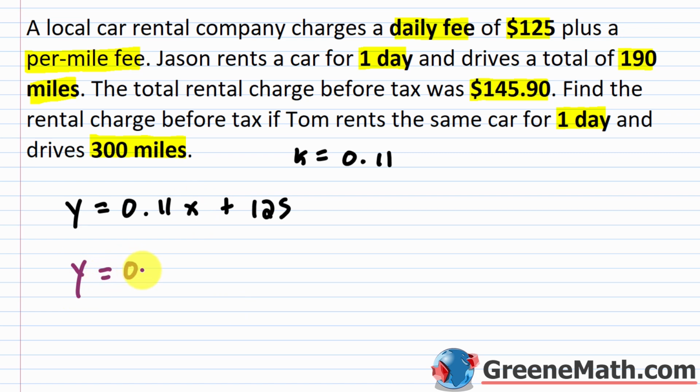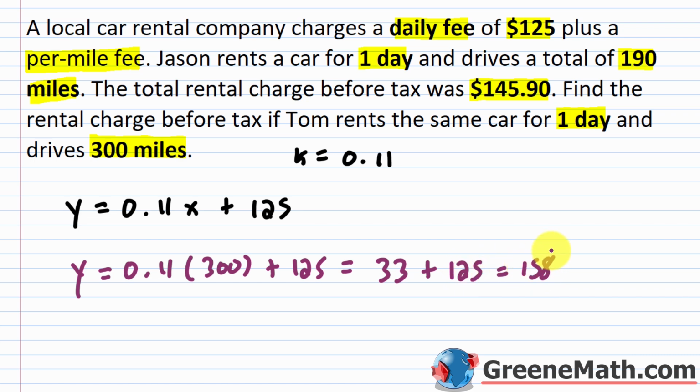So y equals 0.11 times 300 and then plus 125. So that would be equal to, 0.11 times 300, that is 33. And so you'd have 33 plus 125, punch that into the calculator, and I get 158. When Tom rents the same car for 1 day and drives 300 miles, he's going to end up paying $158. Again, if you want to write out a sentence, you can. I'm just going to write out $158, and this is going to be my answer.